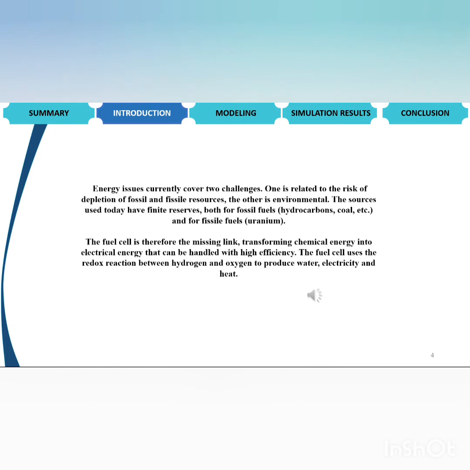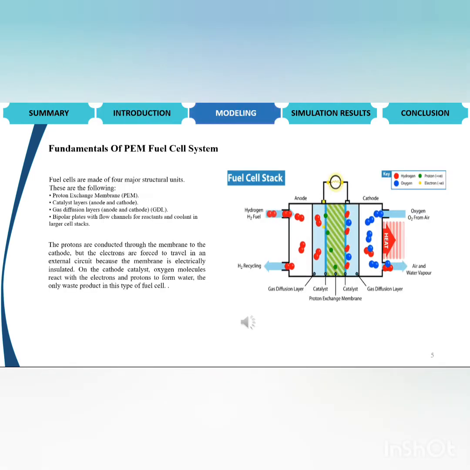As an introduction, the energy issue currently covers two challenges. One is related to the risk of depletion of fossil resources. The other is the environment. The sources used today have finite reserves, both for fossil fuels like hydrocarbons and coal, and for fissile fuels like uranium. The fuel cell is therefore a promising link, transforming chemical energy into electrical energy that can be handled with high efficiency. The fuel cell uses a redox reaction between hydrogen and oxygen to produce water, electricity, and heat. Now we move to the fundamentals of the PEM fuel cell.